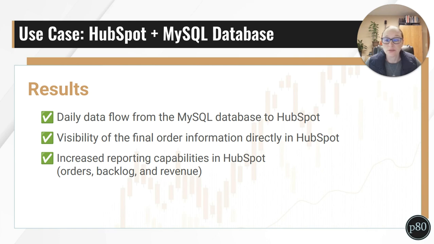And increased reporting was another big win. Not only could they see all of the orders coming through as they were coming through the ERP systems, but they could also report on the backlog to see what has not shipped yet, and also the final revenue reports. So what has been shipped and out the door and invoiced.